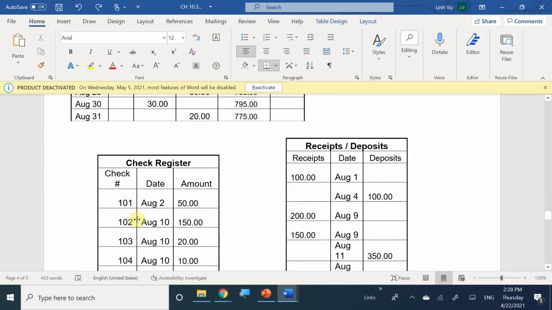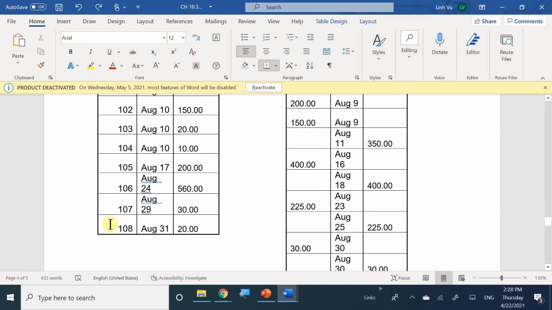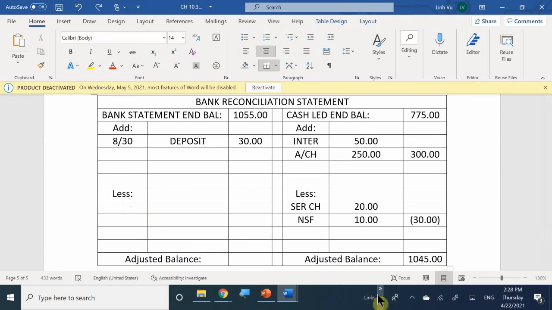So let's take a look at my check numbers. How much was my check for 103 worth? $20. What about my check number 108? Another $20. So here you're going to less check number 103 for $20, and you're also going to do check number 108 for $20. So therefore, in grand total, you're going to be subtracting out $40 from your checking account. So let's solve for my new adjusted ending balance.